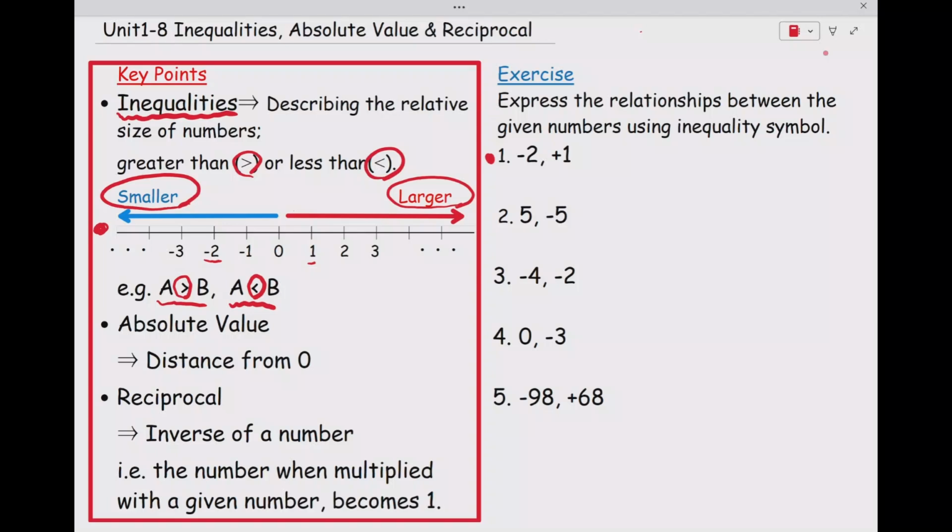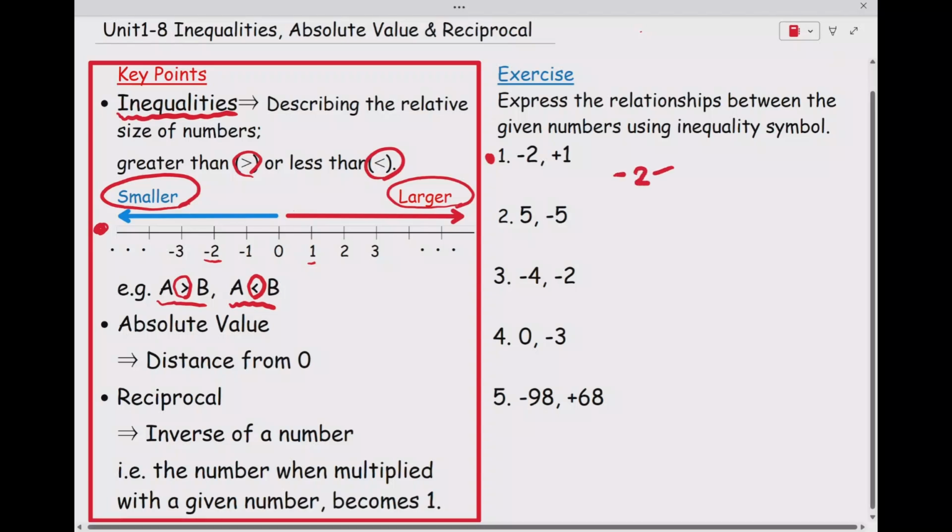And when you use the inequality symbol to express that +1 is greater than -2, you have to make sure that the number on the open side of the symbol is the bigger number. Therefore, the answer would be -2 on the closed side, and 1 on the open side like this. And it reads -2 less than 1.